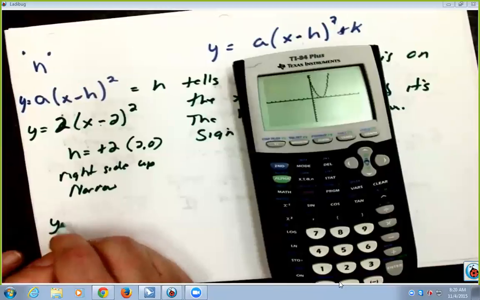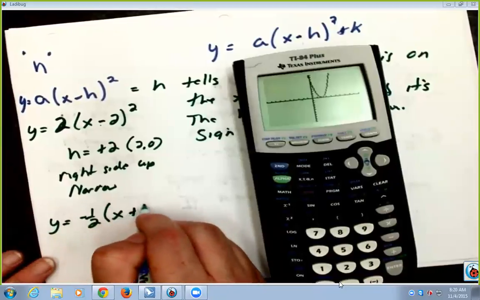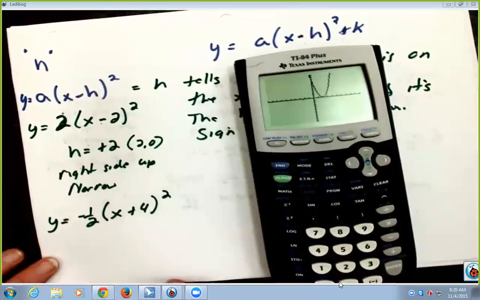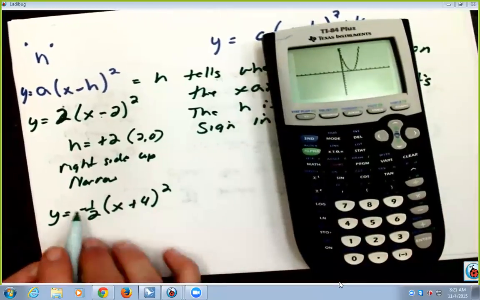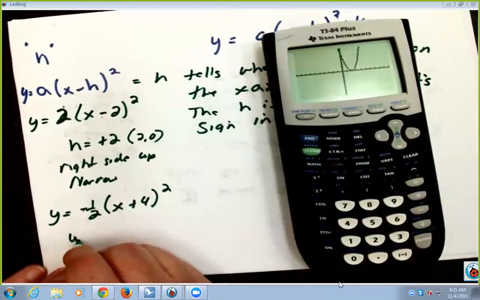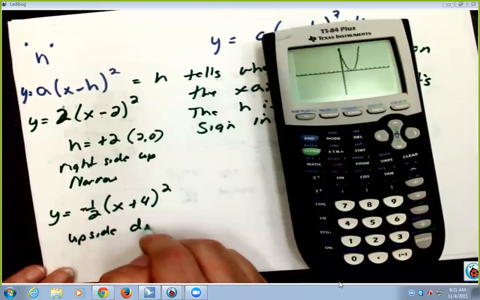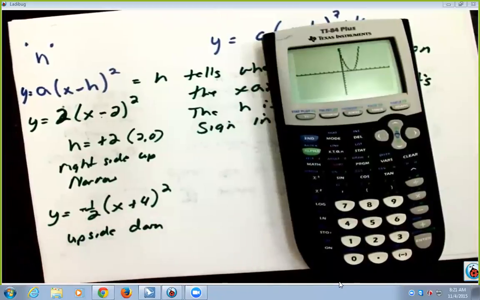So what about this one? y equals a negative 1/2 x plus 4 squared. What do you think is going to happen with this one? And what does it look like? So if I just look at the A portion, I know it's upside down because it's negative. Is it narrow or wide? What would you say? It is wide? Mm-hmm.